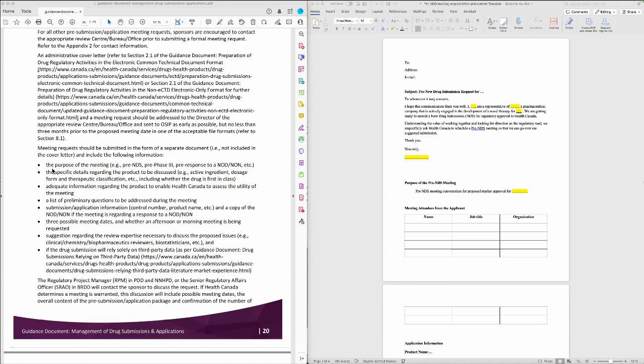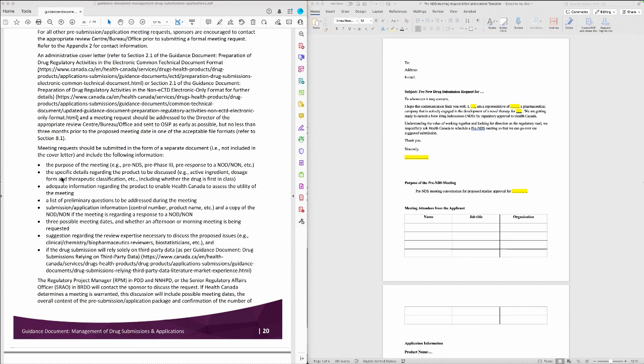So first of all, we have to have prepared in advance the purpose of the meeting. So is it a pre-NDS meeting? Is it a pre-phase 3 meeting? Is it, I would say, a pre-response to NOD or NON, etc.? So for the sake of our presentation, we are looking into a pre-new drug submission meeting with Health Canada.